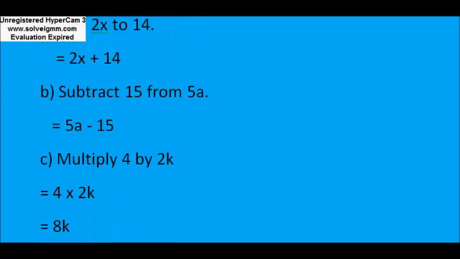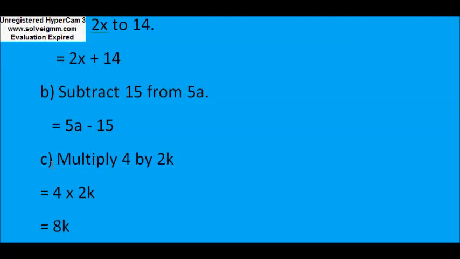Then part B, subtract 15 from 5a. So here you have to subtract 15 from 5a. It means you will write first 5a here and secondly you will write 15 here. So you are subtracting 15 from 5a. It means 5a is the bigger number and 15 is the smaller number, and you have to subtract 15 from 5a. In this way you can easily understand this question.